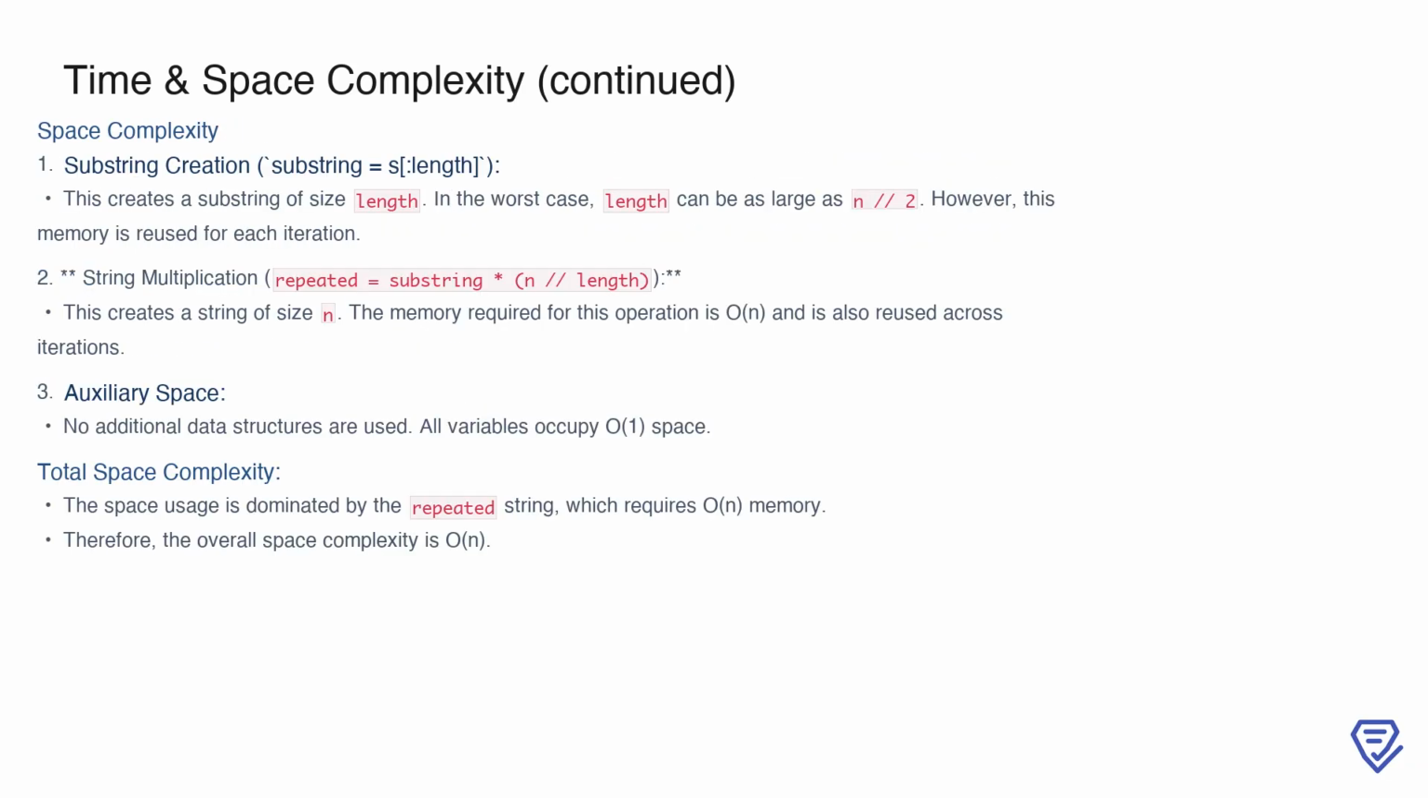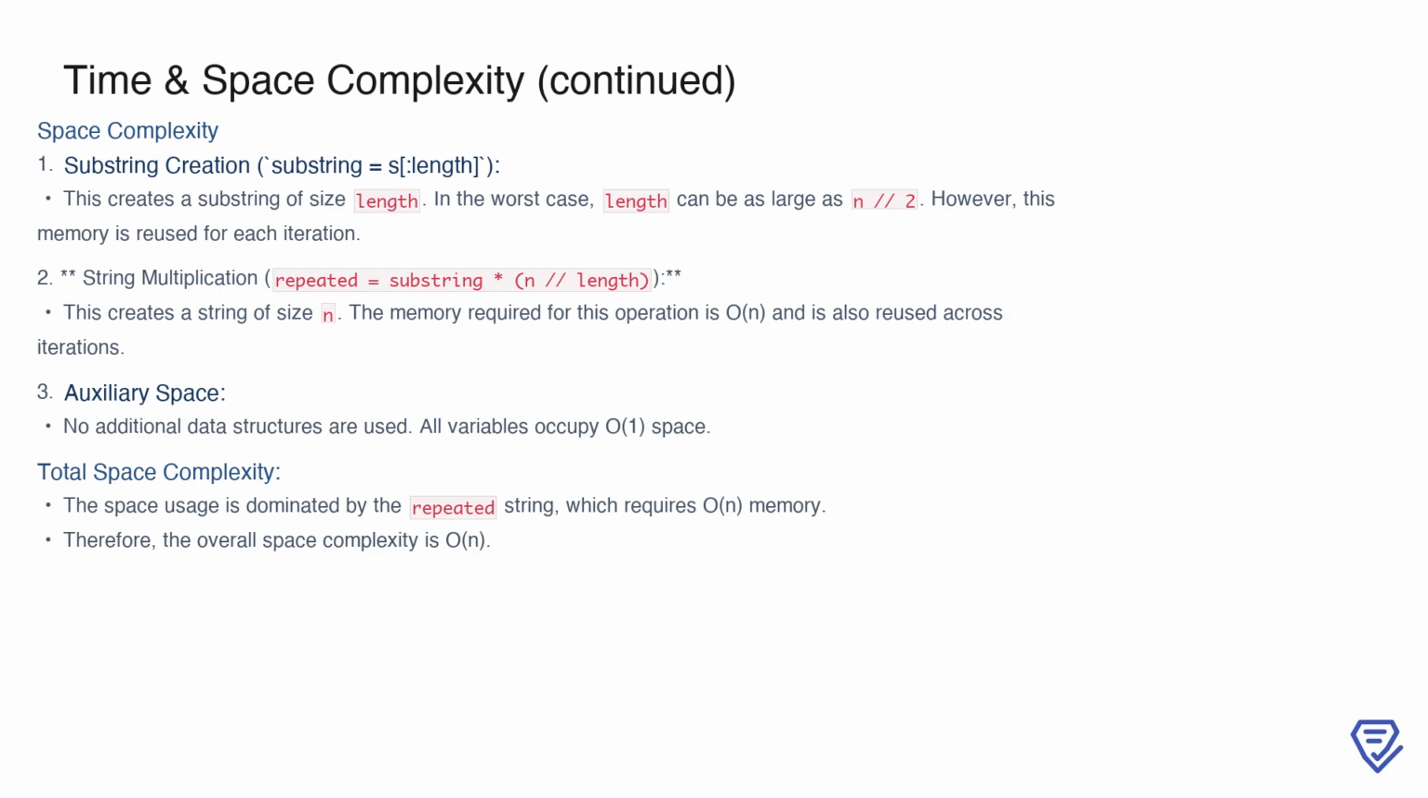Shifting our focus to space complexity, the memory usage is primarily influenced by two operations. First, creating a substring, s[:length], requires allocating memory proportional to the substring size, which can be up to n divided by 2 in the worst case. However, this memory is reused across iterations and does not accumulate.